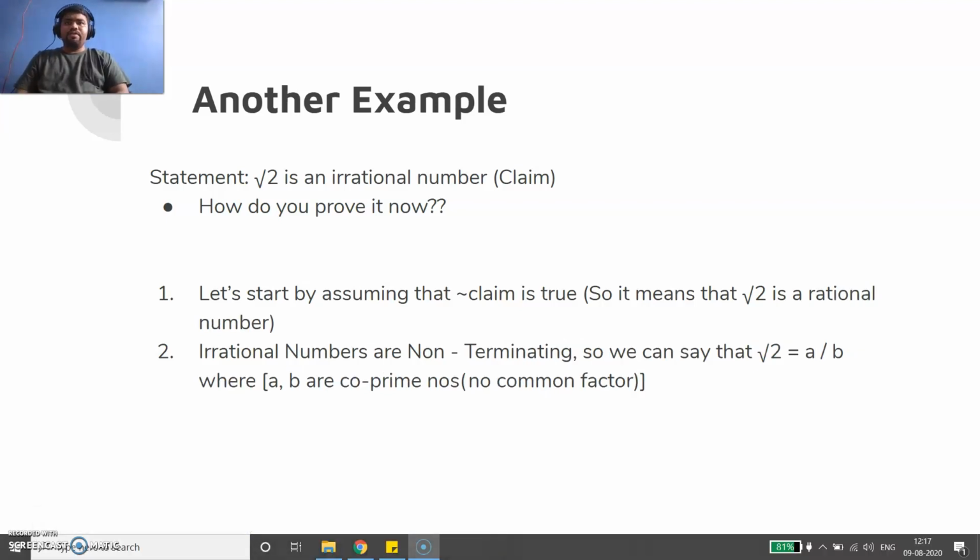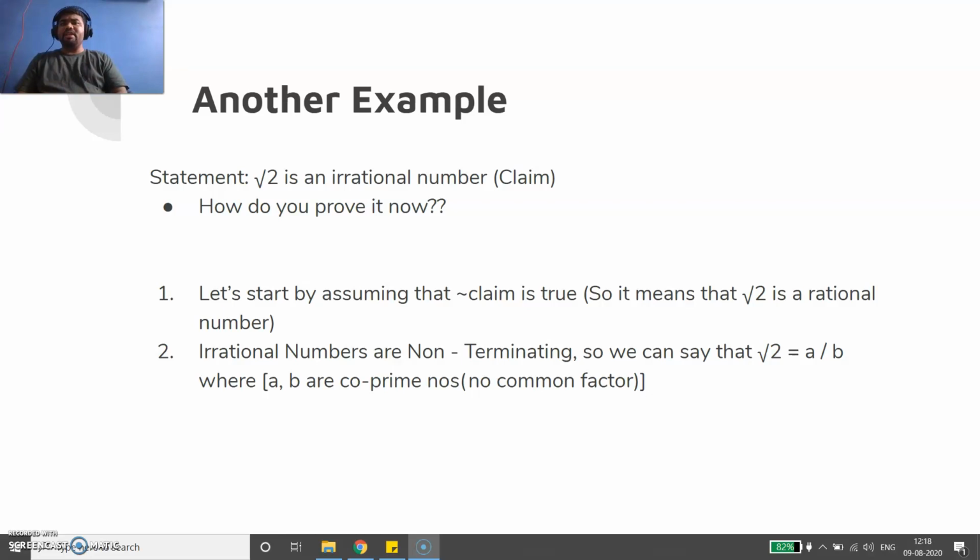Now, if root 2 is a rational number, what is a rational number? A rational number is something which has fixed decimal values, fixed decimal numbers. Because irrational numbers have decimals which are non-terminating. They keep going on and on and on, right? So in this case, we need it to stop. We need it to be a fixed value after the decimal. So we can say that if root 2 is a rational number, it will be what?